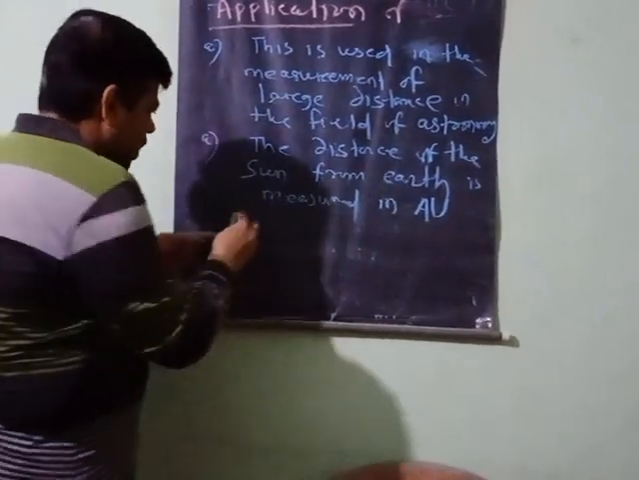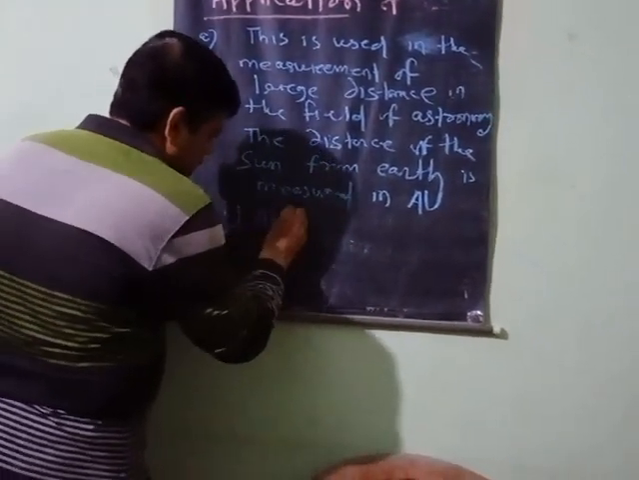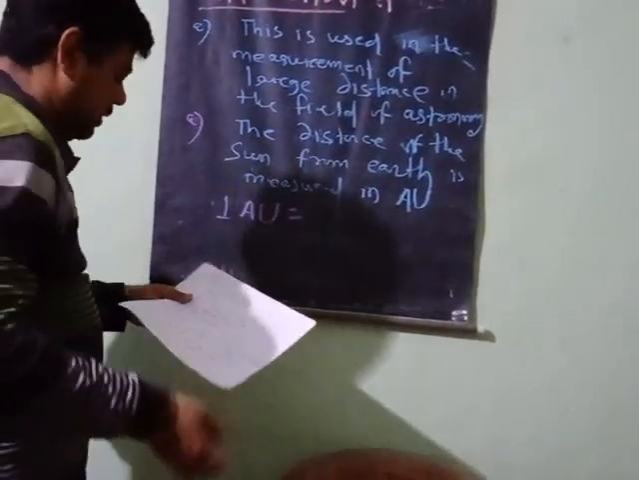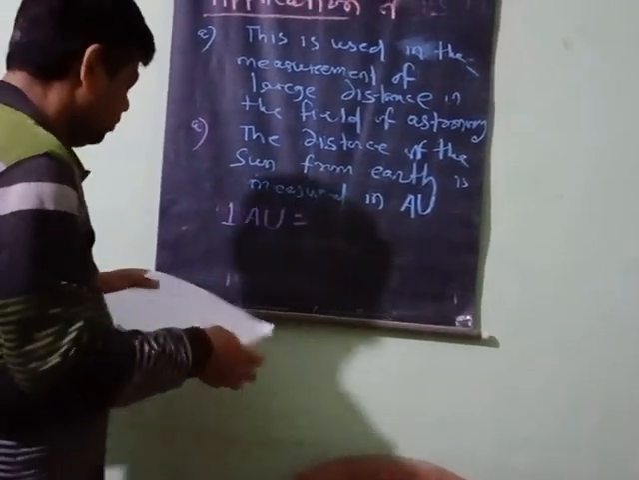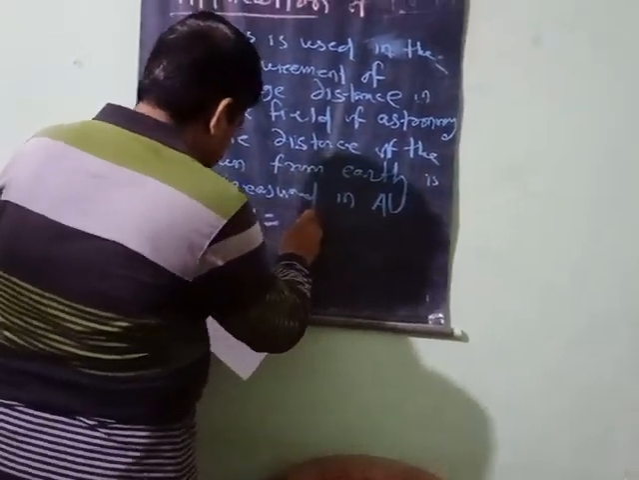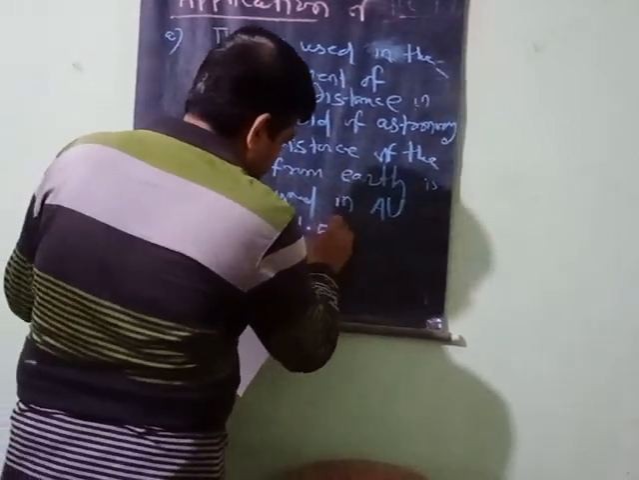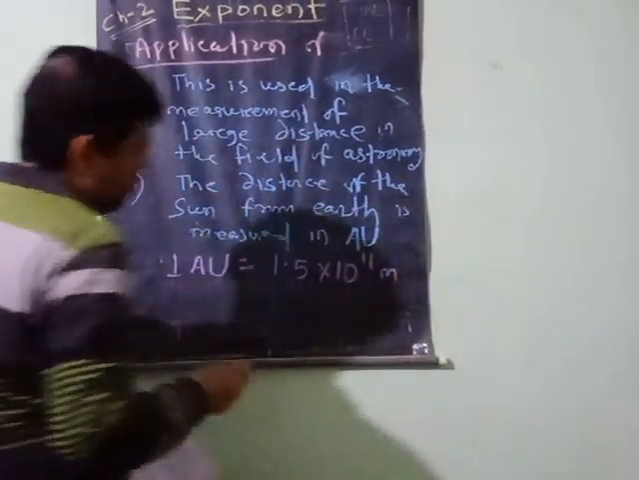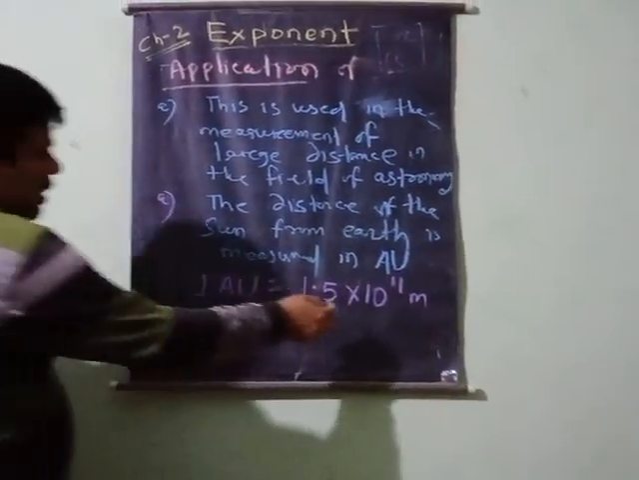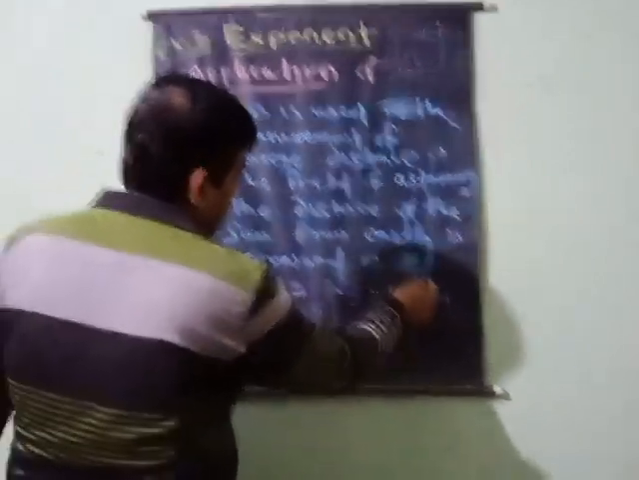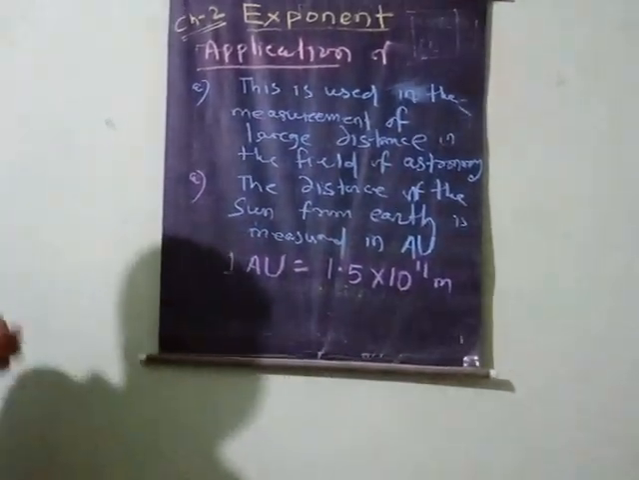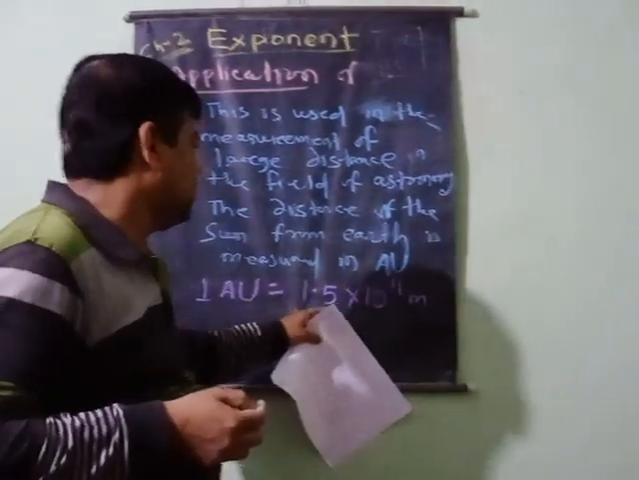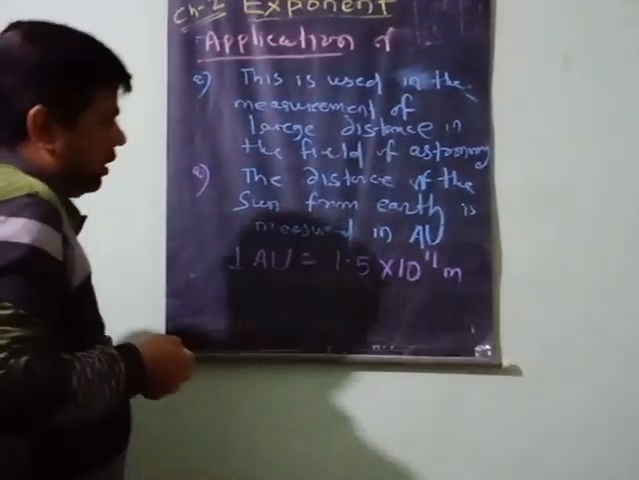You know, one astronomical unit is equal to, what is the value? One astronomical unit is 1.5 into 10 to the power 11 meter. You can see that 10 to the power 11 is a huge number. It is not possible to write such a huge number out, so you have to write it in the exponential form, the standard form, the scientific method.